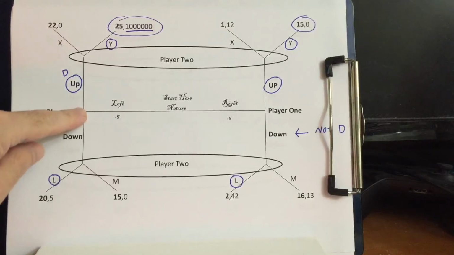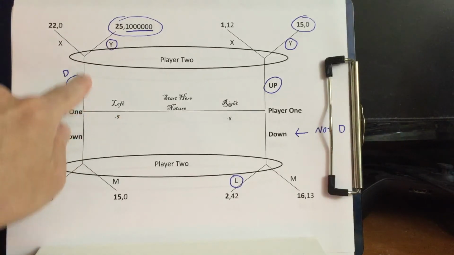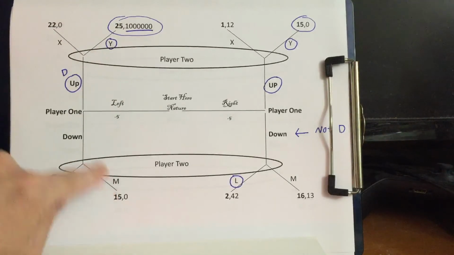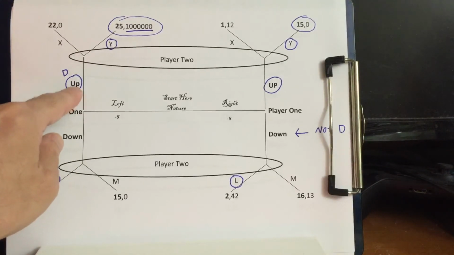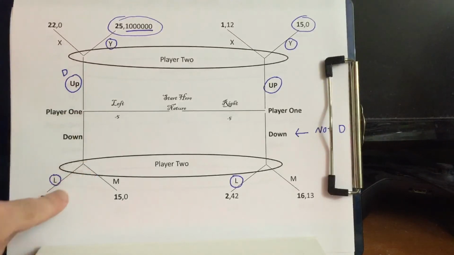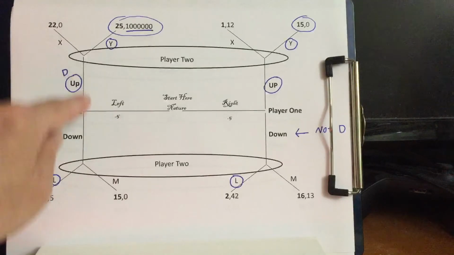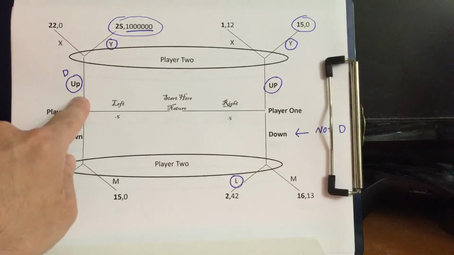Now, player 1, if he's a lefty, if he goes up, he gets 22 or 25, whereas if he goes down, he gets 20 or 15. This means that player 1 has a dominant strategy of up if he's a lefty. Because again, going down, the best you get is 20. Going up, the worst you get is 22. So you're always better off, player 1, going up if you're a lefty.